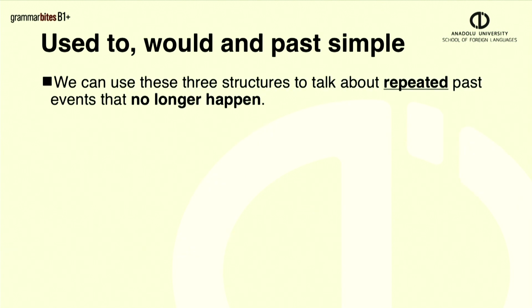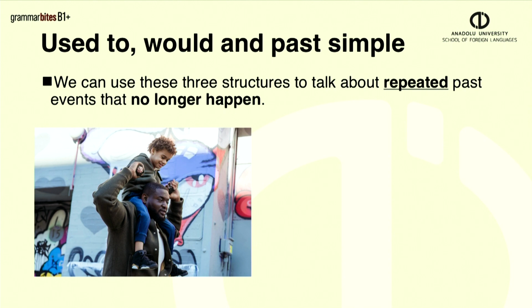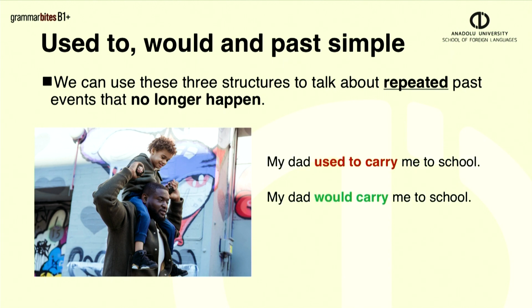We can use all three structures to talk about repeated past events which are no longer true. Here's another example. My dad used to carry me to school. My dad would carry me to school. My dad carried me to school. These happened many times. He doesn't carry me now.